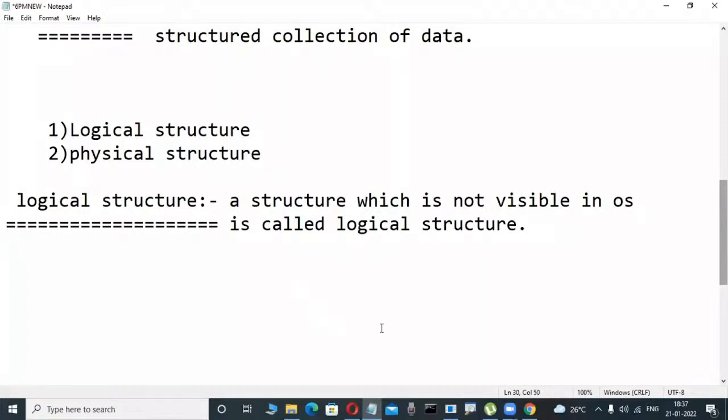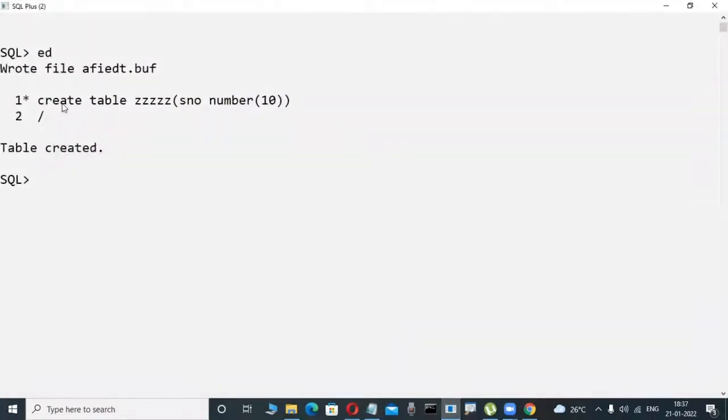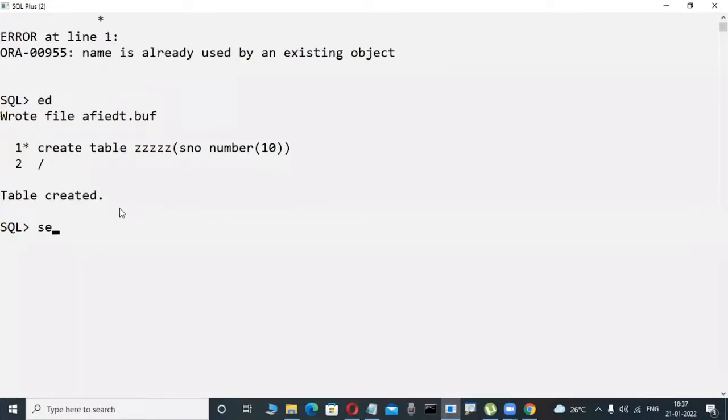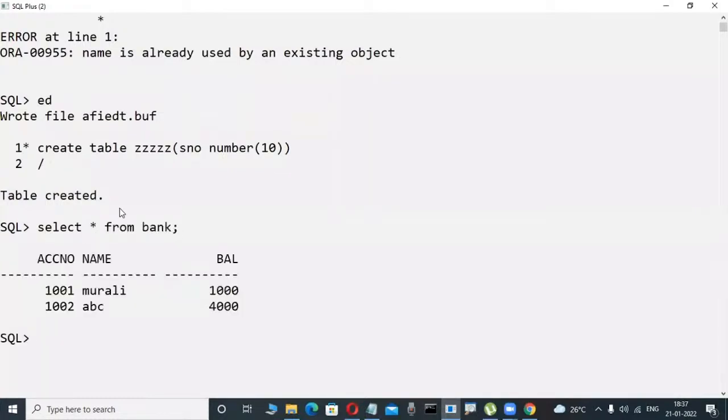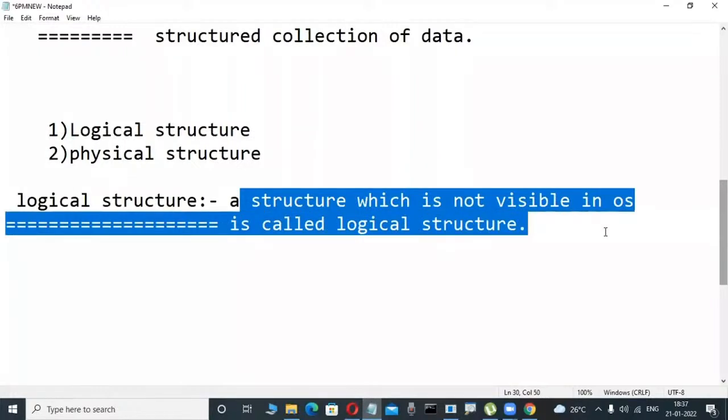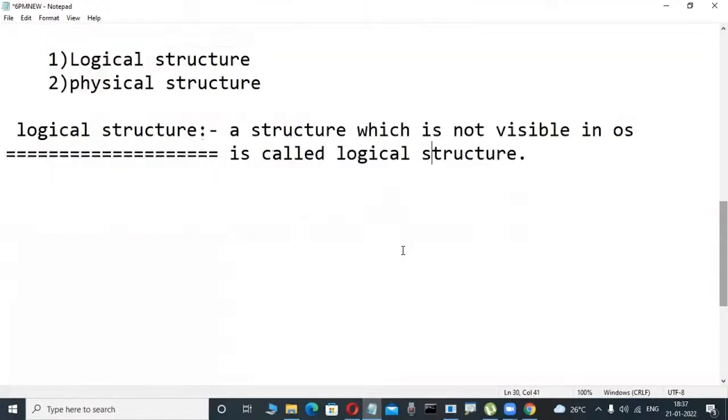That's why when you create a table also, we are unable to view it in the C drive, D drive like that only. But where is it visible? Yes, in a database. This is a database only, don't worry. In this database only, it is visible. So those tables are visible in a database. That is not visible in your C drive, D drive like that only. That's why a structure which is not visible in the operating system is called a logical structure.